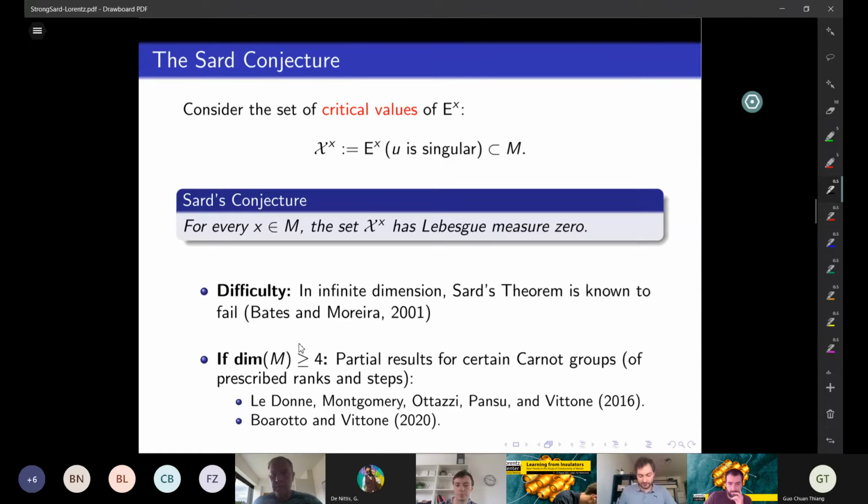So rank means the rank of the distribution, and step means how many brackets you need to generate the entire tangent bundle. So I think rank up until 3, step depends on the rank. Rank 2 up until step 5, rank 3 up until step 3. Some constraints like this is done by Léonard, Montgomery, Ottazzi, Pansu, and Vittone, and more recently it has been a little bit generalized by Boarotto and Vittone. This kind of setting. So yes.